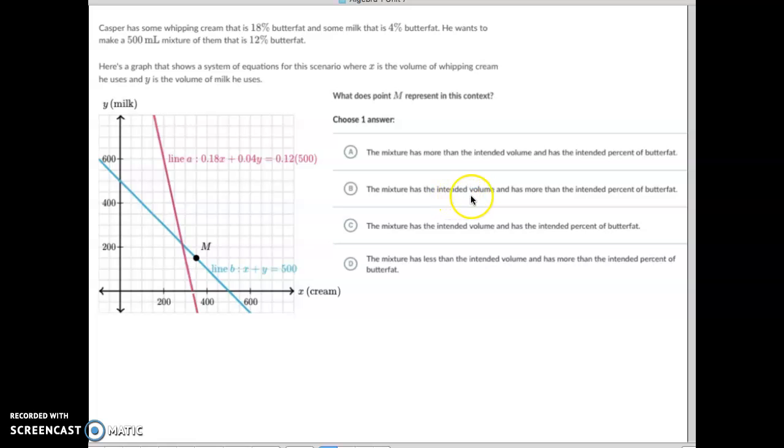B: The mixture has the intended volume. Yep, it is the intended volume. And has more than the intended percent of butterfat. Yep, the more than intended would be on this side. So that is actually correct. We'll verify by reading the rest. C: The mixture has the intended volume. Yes. And has the intended butterfat. Nope, to have the intended volume and intended butterfat, it would have lined up right here where the two intersect each other. D: The mixture has less than the intended volume. Nope, it has exactly the volume, so it can't be letter D. So letter B is our answer.